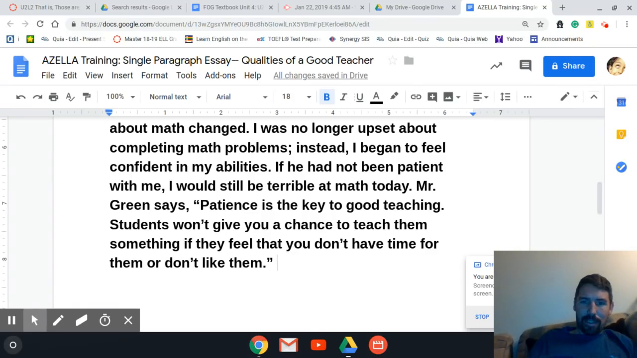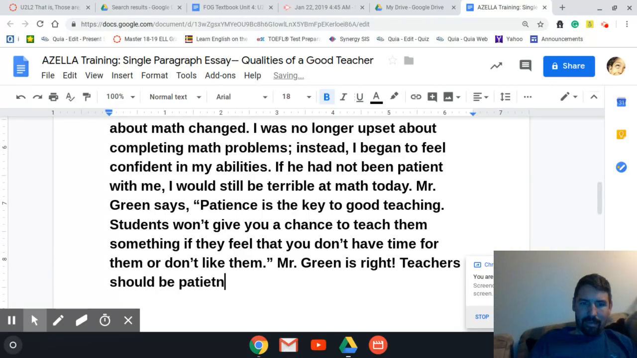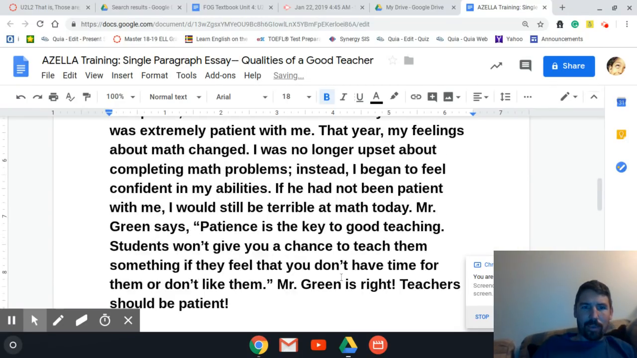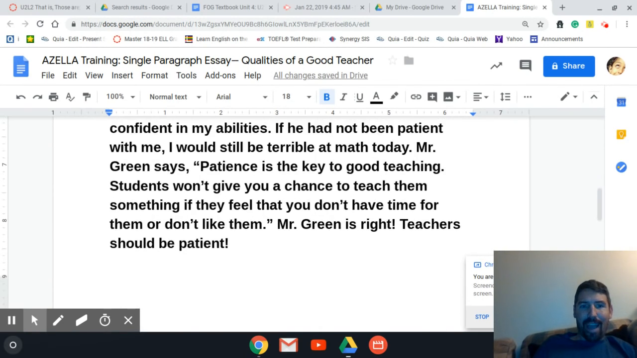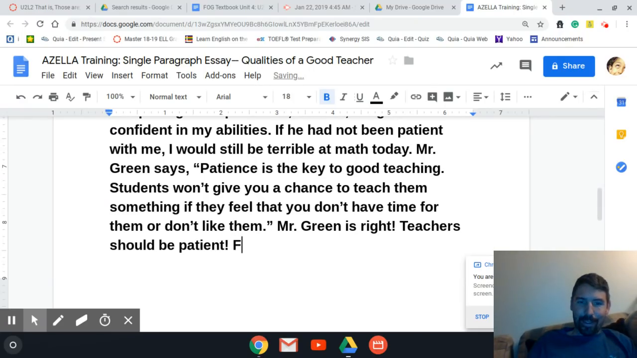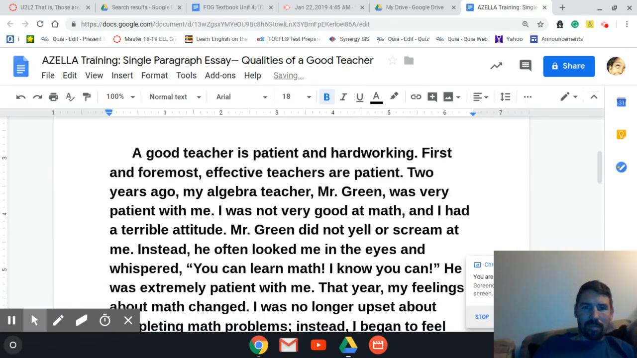So do we agree with Mr. Green? Yes, we do, right? Mr. Green is right. Teachers should be patient. All right. So the transition that we used was first and foremost, right? So the other F word that I like that's okay for school is furthermore. So furthermore, teachers should be hardworking.